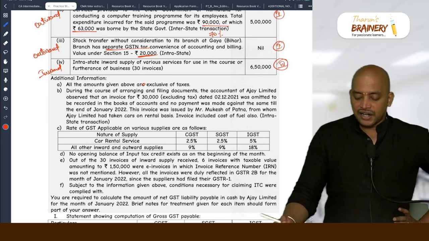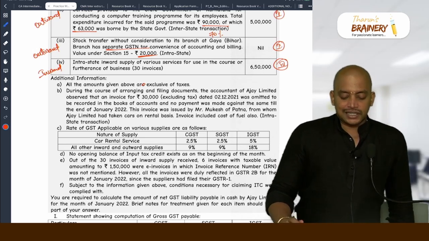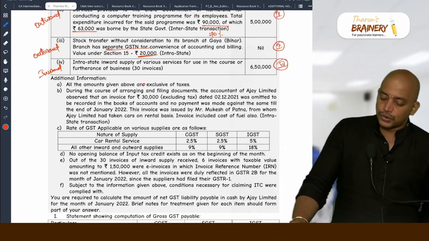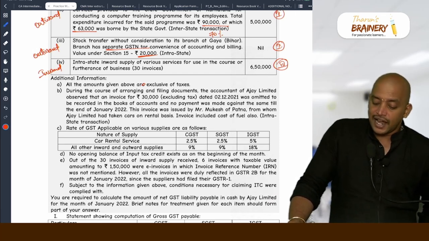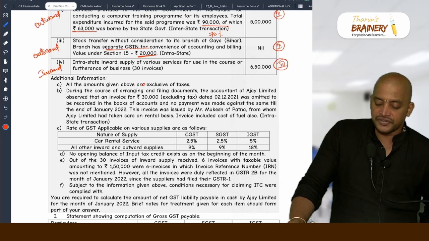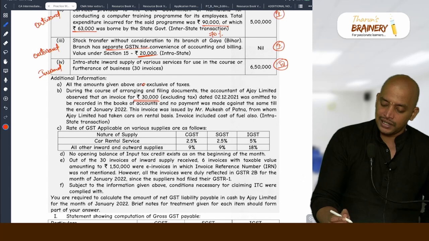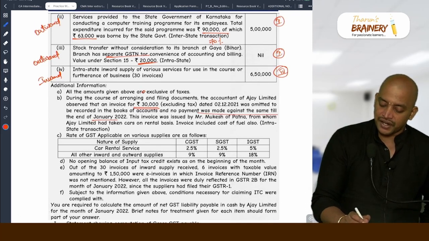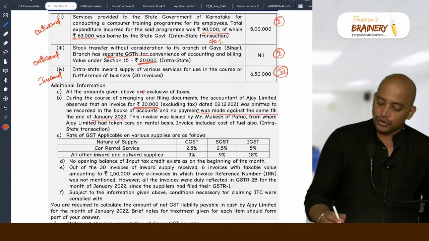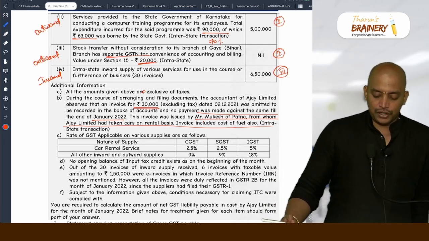During the course of arranging and filing documents, the accountant of Ajay Limited observed that an invoice for 30,000 rupees excluding tax, dated 2/12/2021, was omitted to be recorded in the books of accounts, and no payment was made against the same till the end of January 2022. This invoice was issued by Mukesh of Patna, from whom Ajay Limited has taken cars on rental basis. The invoice included the cost of fuel also.